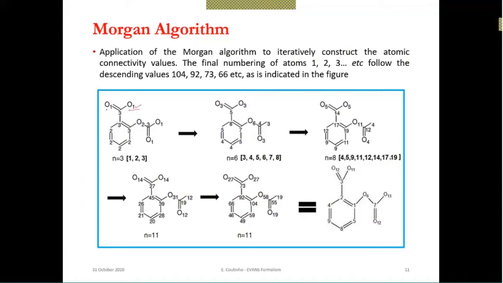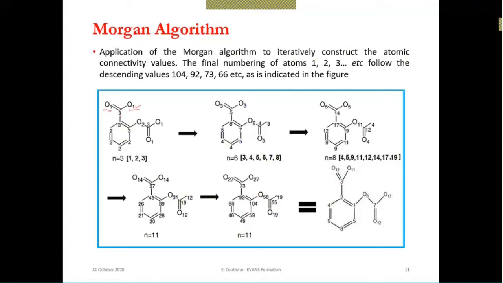This atom basically has two bonds, and the double bond is represented as a single bond, so the connectivity is basically also one. So double bonds and single bonds are treated as one, and triple bonds are also treated as one connectivity.